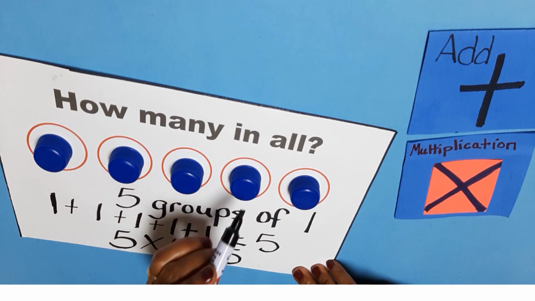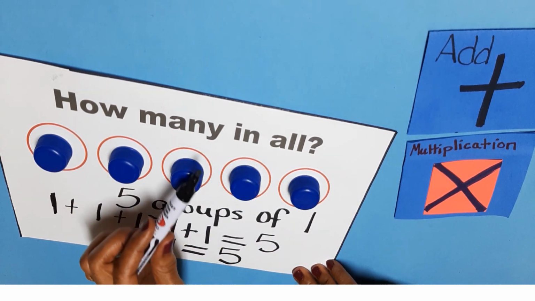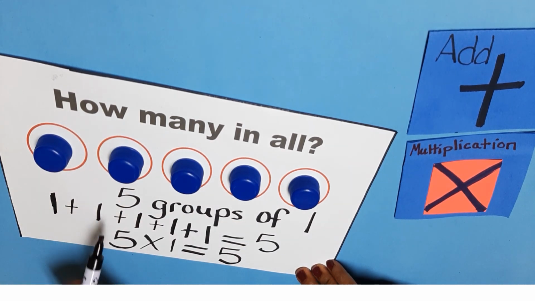Okay, so we have 5 groups. 1, 2, 3, 4, 5. 5 groups of 1, with 1 in each group. We say 1 plus 1 plus 1 plus 1 plus 1 will give us 5. And 5 times 1 equals 5.